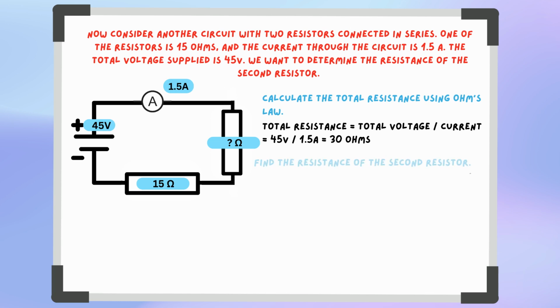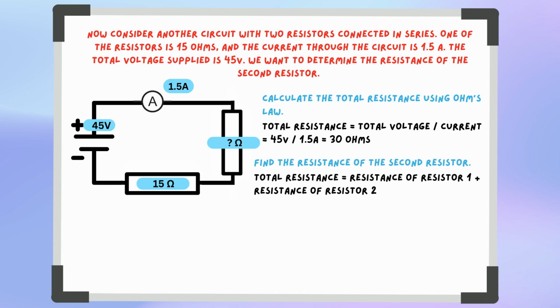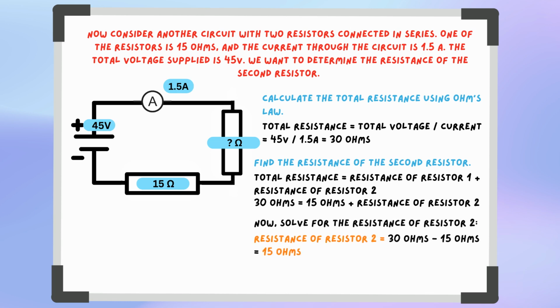Now we can find the resistance of the second resistor. Total resistance equals the resistance of resistor 1 plus resistance of resistor 2. So 30 ohms equals 15 ohms plus resistance of resistor 2. Solving for the resistance of resistor 2, we get resistance of resistor 2 equals 30 ohms minus 15 ohms, which equals 15 ohms. Therefore, the resistance of the second resistor is 15 ohms.